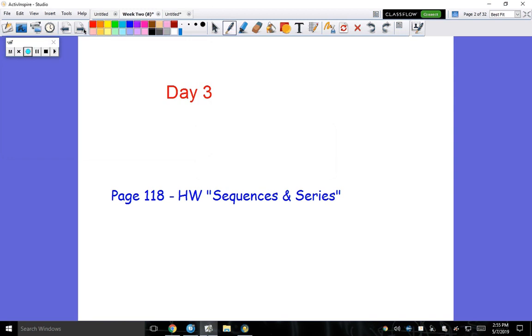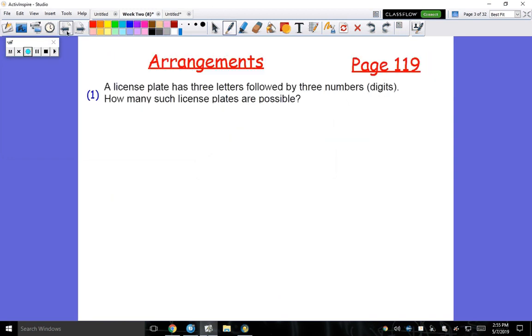Alright, last day of notes. We are going to start with looking at combinations and permutations. Okay, so these aren't too bad. There's a couple things to start off with knowing.